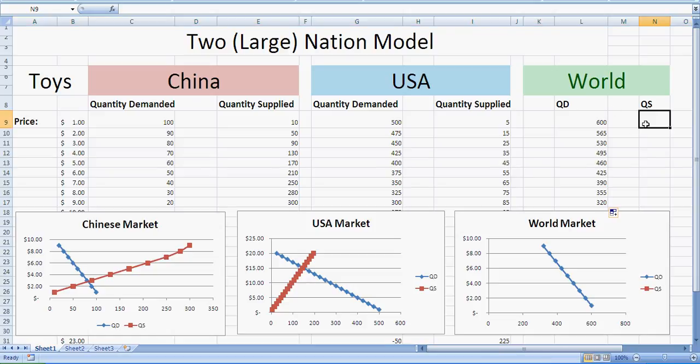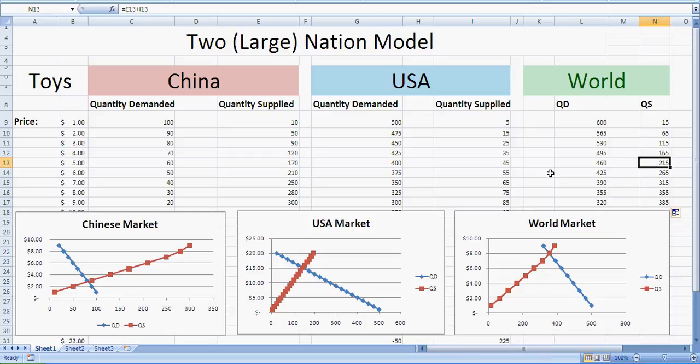So at a price of $1 then, we're going to see that China will supply 10 toys and the USA will supply 5 toys. So there will be a total of 15 toys supplied in the entire world. And if we just drag that down, then we get a supply and demand diagram for the entire world. And so I'm going to go ahead and talk about supply a little bit more before I talk about supply and demand together.